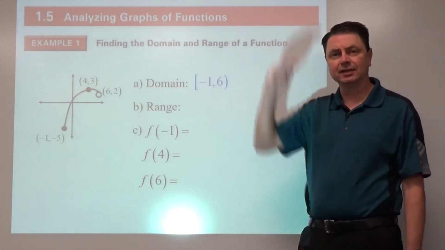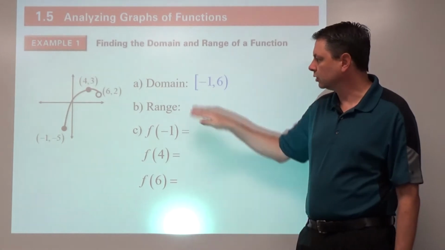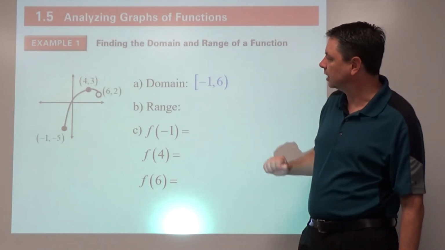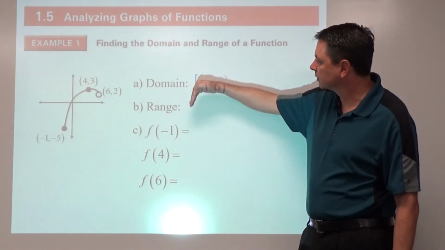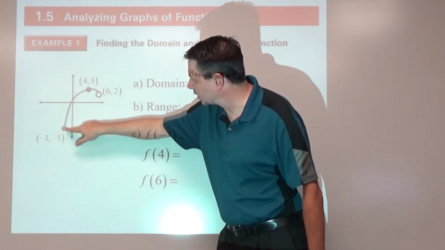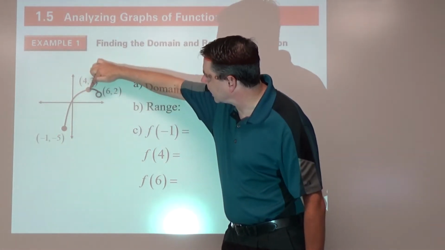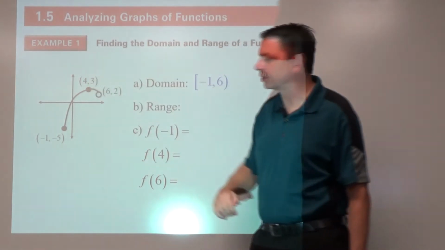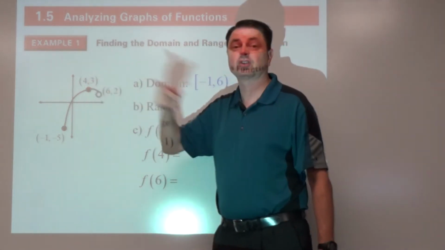Range is up and down. Start low. So always go lowest to highest there, least to greatest. So the y-coordinate negative 5, the highest y-coordinate right there occurs at 3, and there is a point there, so it's going to be a bracket.